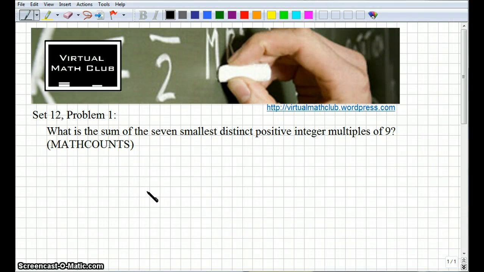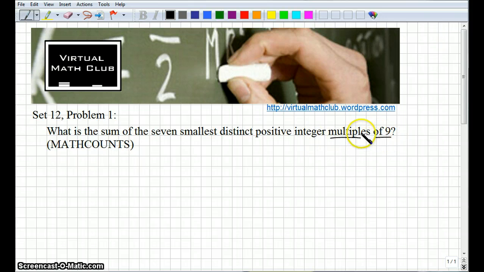Problem number 1. What is the sum of the 7 smallest distinct positive integer multiples of 9? Okay. Well, first thing we need to do is just figure out what this all means. We've got a lot of adjectives here. We have 7, smallest, distinct, positive, integer. The noun is multiples. And then we have a preposition of 9.